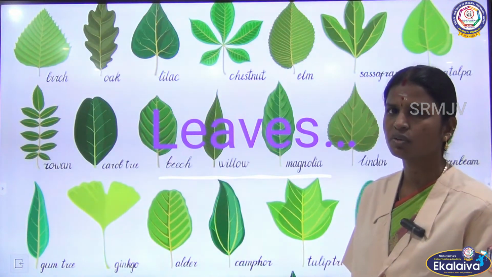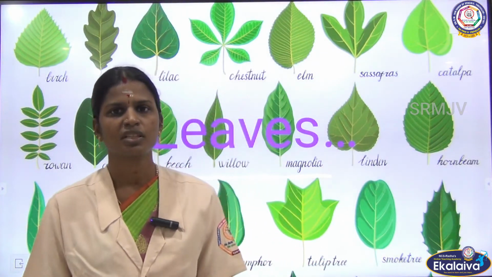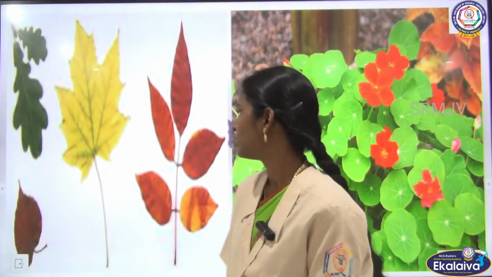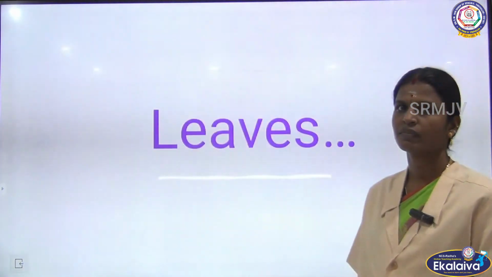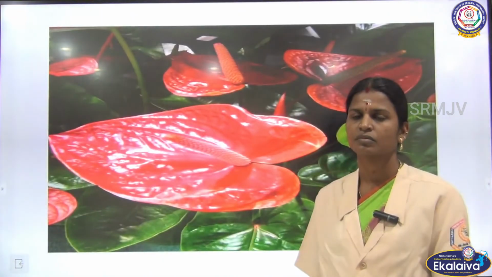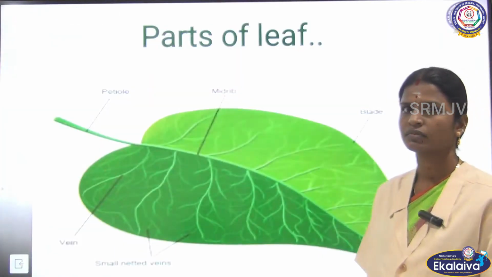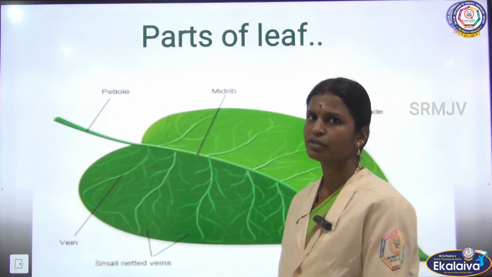Now let us see about the different types of leaves. Leaves are of different shapes, different sizes and different colors. So here we could see different colors of leaf. Now let us see about the parts of leaf.